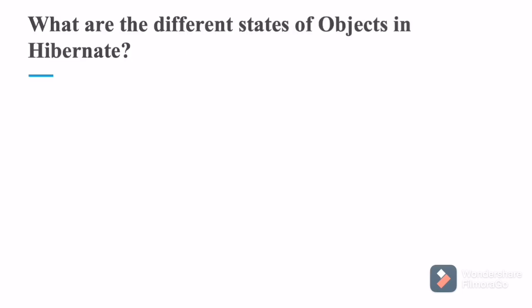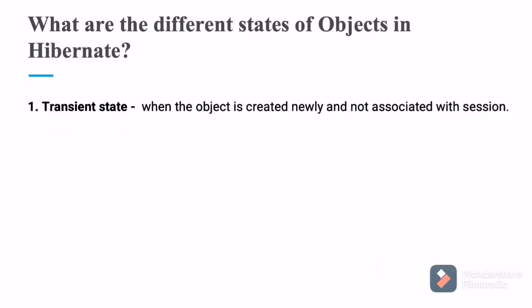What are the different states of objects in Hibernate? First one, transient state. Here when the object is created newly and it is not associated with the session, at that time the object will be in transient state. Example, Employee emp = new Employee. So here we have created this object newly by using the new operator.